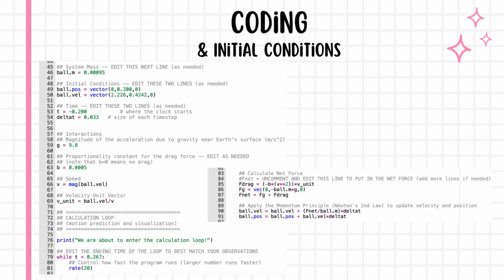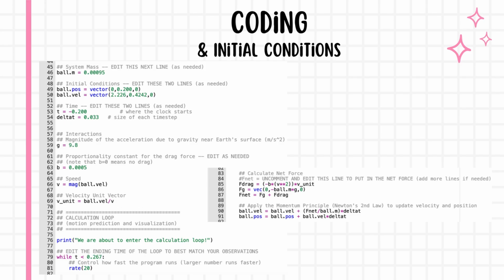The GlowScript simulation models a ball with mass 0.00095 kilograms that started at a position only in the y direction of 0.200 meters, with an initial velocity only in the x and y directions of 2.226 meters per second in the x direction and 0.4242 meters per second in the y direction. I started the clock at negative 0.2 seconds, and I used a timestamp of 0.033 seconds given by my tracker data.